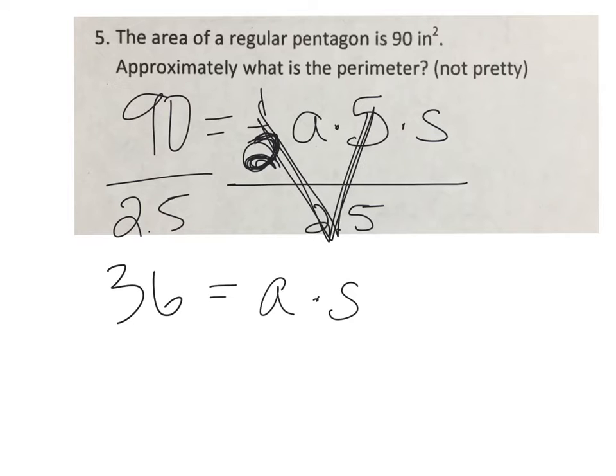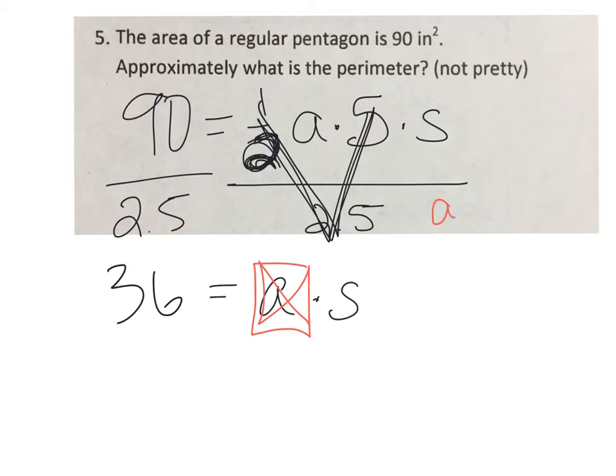So now I have a decision to make. There are two variables, and I can only solve for one at a time. I have the apothem variable, and I have a side length variable. Now it says approximately what is the perimeter, which means I need to keep my side length. So I need to replace my apothem.